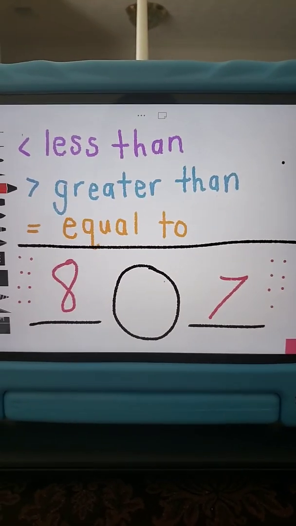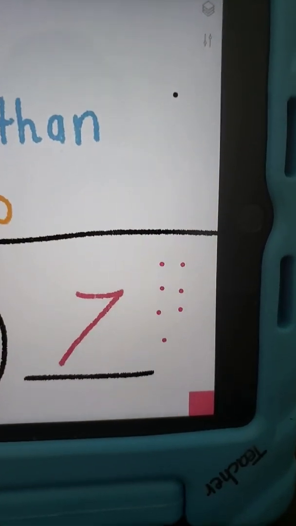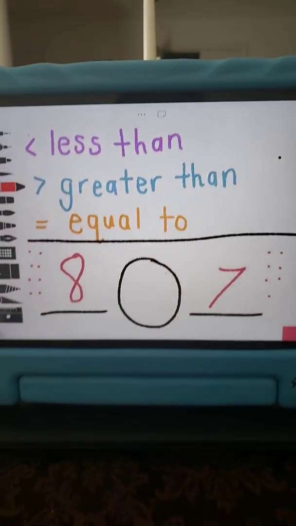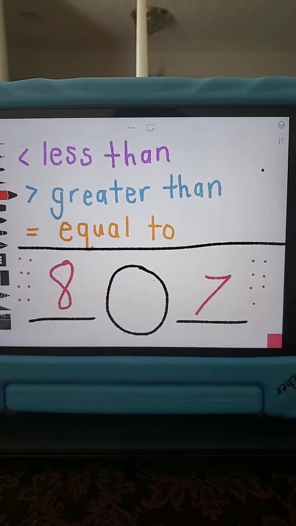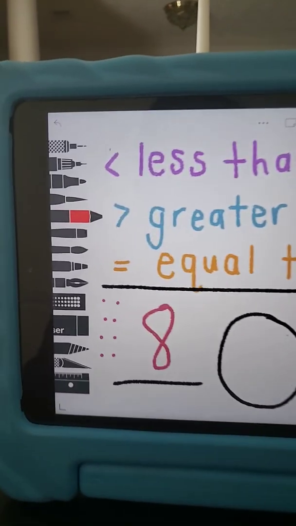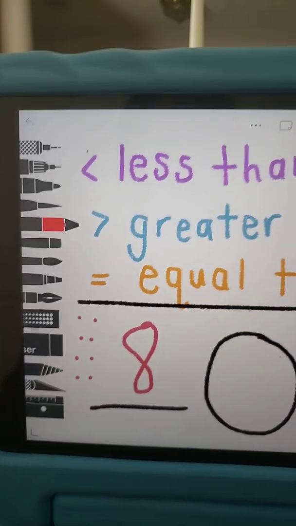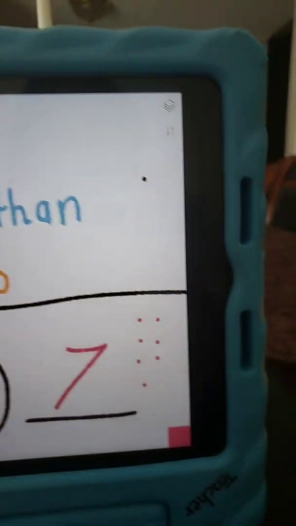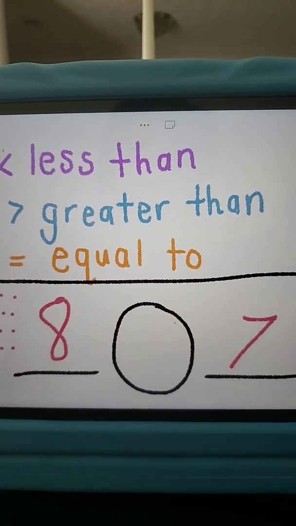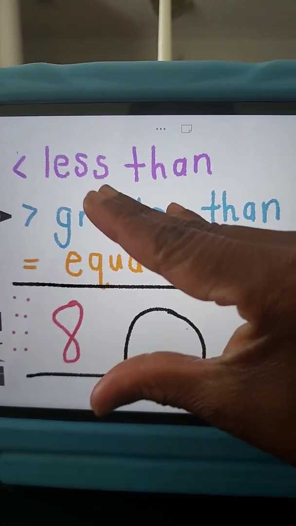So if this alligator is looking at this 8 and it's getting ready to eat, or it's looking at this 7 and it's getting ready to eat, which one of these numbers would the alligator want to eat? Oh yeah, it wants to eat the 8 because there are more circles, or there are more ones, in the number 8 than there are in the number 7. So guess what? When the alligator eats, it's going to have its mouth open and ready to eat that 8.